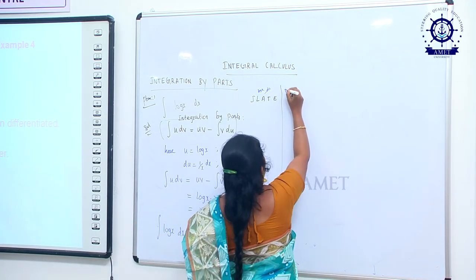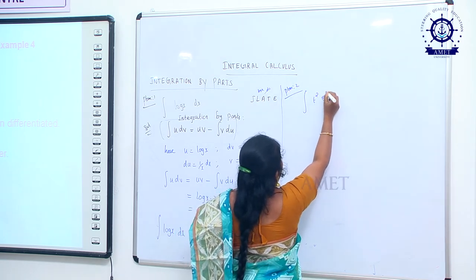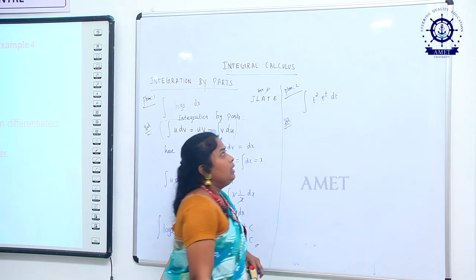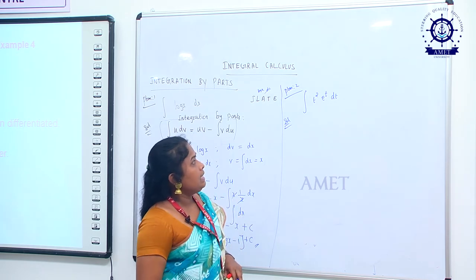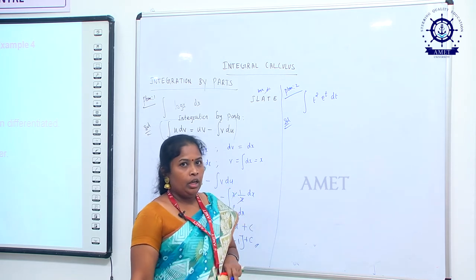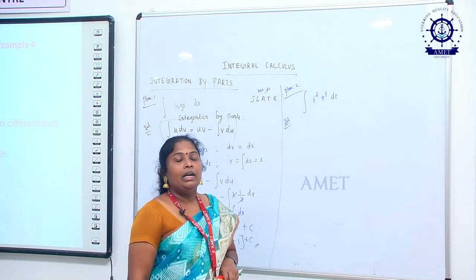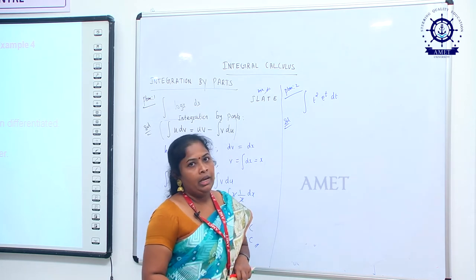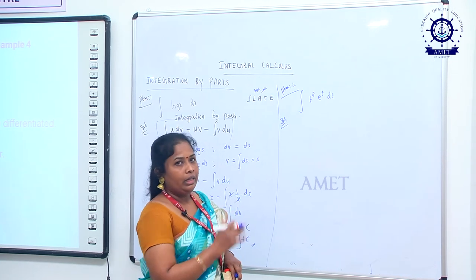So second problem, integrate t square e power t dt. In this combination also, one function is simpler, and the other is not simpler when differentiated. So in this combination it is possible to apply Bernoulli's as well as integration by parts. We can use any one of the methods and solve this question.